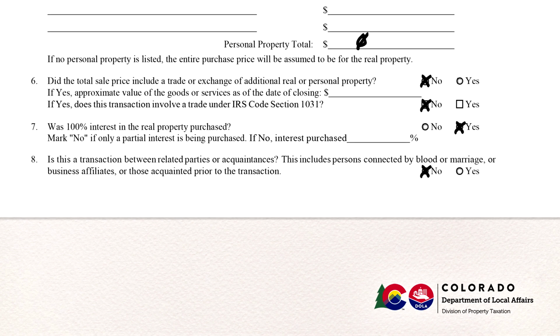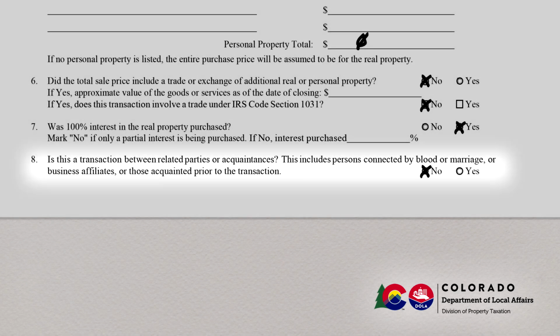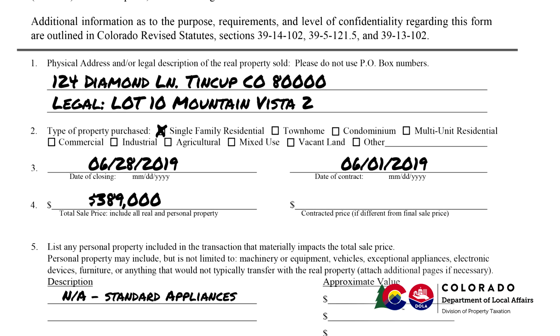Item number 8 asks whether the transaction is between related parties or acquaintances. The term related parties is not limited to family members of the parties to the transaction. Any prior acquaintanceship leading up to the transaction should be disclosed here, including spouses, friends, neighbors, business affiliates, and any other scenario by which the seller and buyer became familiar prior to the discussion of the real property transaction.